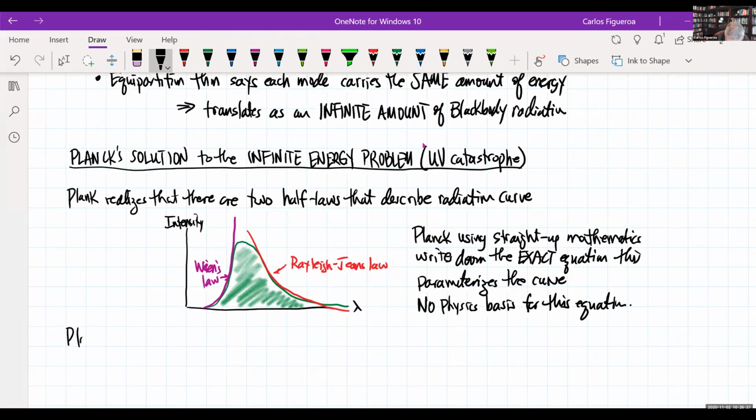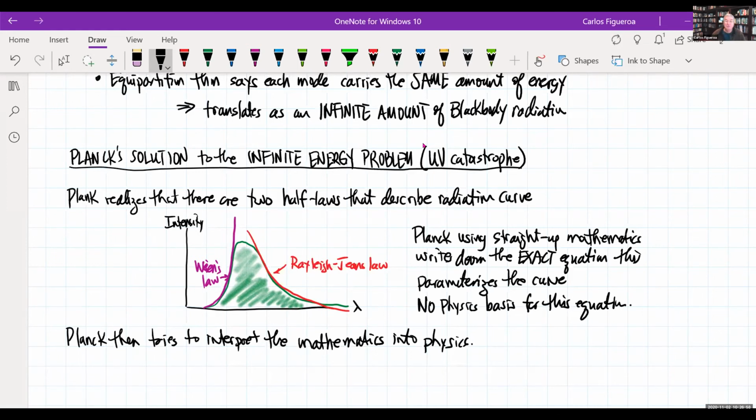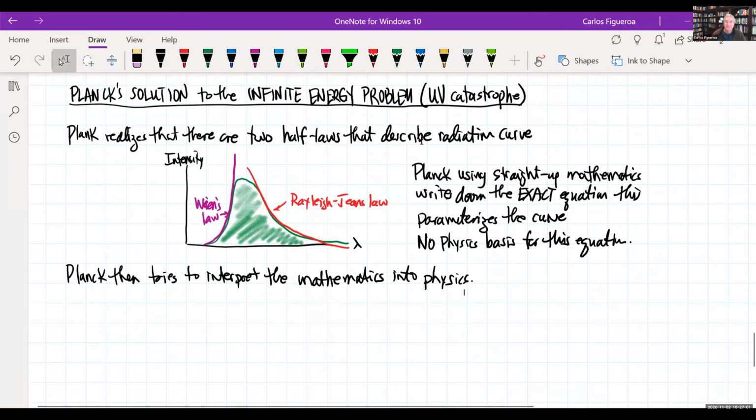So now Planck then tries to interpret the mathematics into physics. And he came up with two really bold statements. I mean, you know, Planck is sometimes called the reluctant revolutionist in physics terms. He did not want to revolutionize physics. He liked physics the way it was. And so here's what he did here.